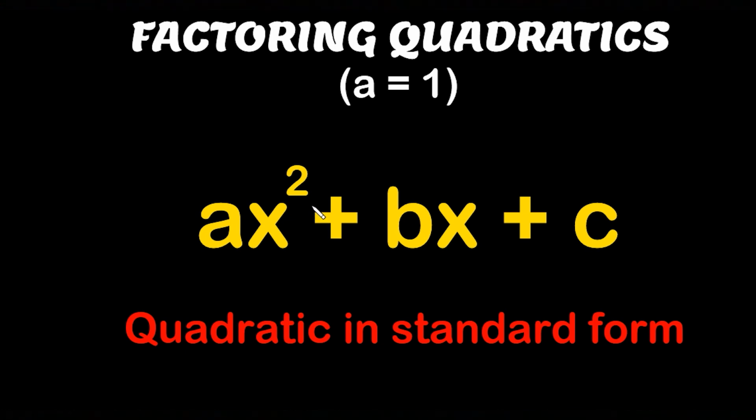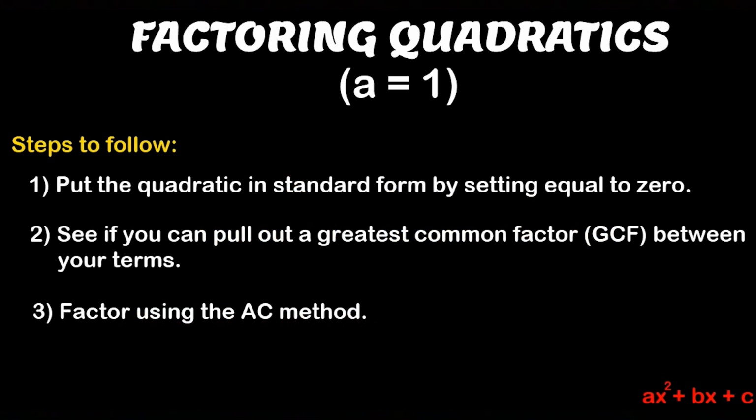Now, there are three things you want to remember when you're factoring a quadratic. So let's take a look at those. You can see right here, it says steps to follow. We have 3 steps to follow, and you want to go right in order. Step 1, put the quadratic in standard form by setting equal to 0. So when you're given the equation, you want to make sure that you put the quadratic in standard form, and you're going to do that by setting it equal to 0.